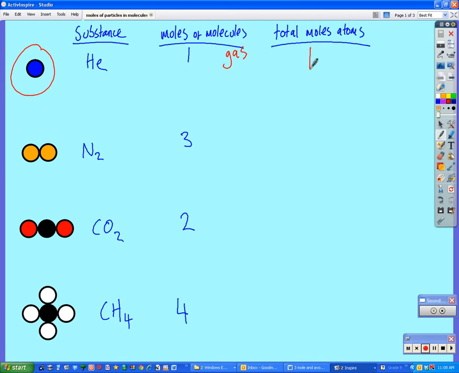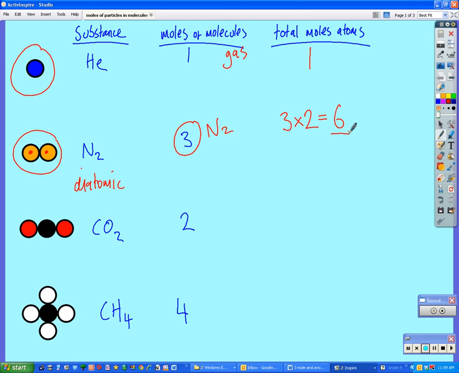But nitrogen, a diatomic gas, which has got 2 atoms per molecule, then we have a slightly different case. If we've got 3 molecules of nitrogen, each molecule of nitrogen contains 2 atoms. So the total number of atoms, nitrogen atoms, is 6.